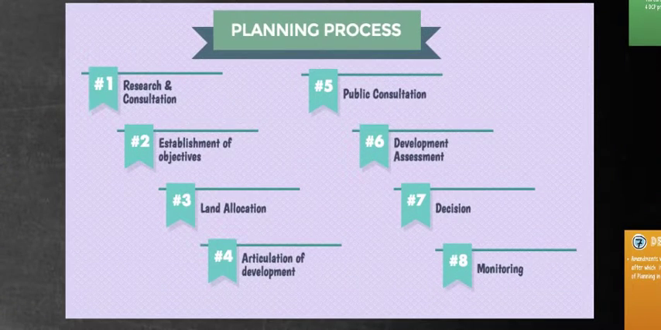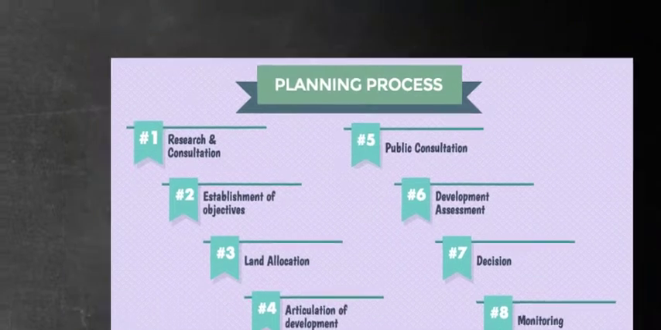According to the 8-step planning process, the first 5 steps should be the forward planning process of compiling a planning framework, followed by steps 6 to 8 being the development planning process.